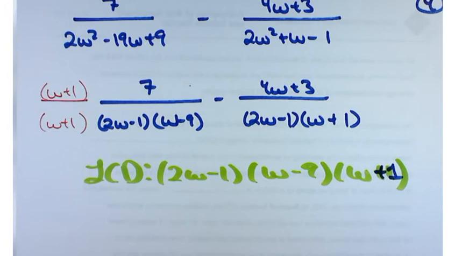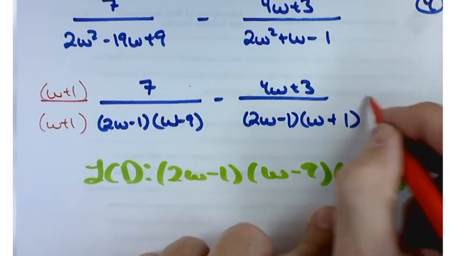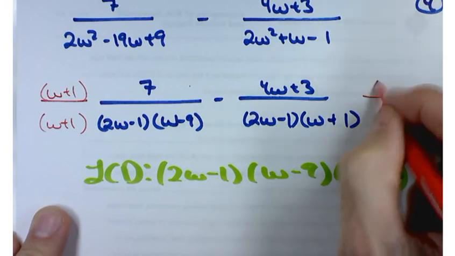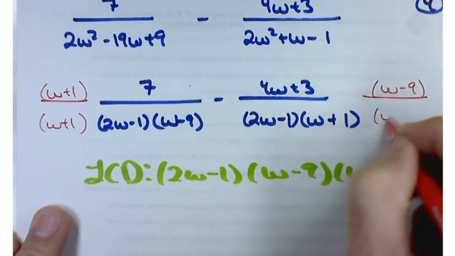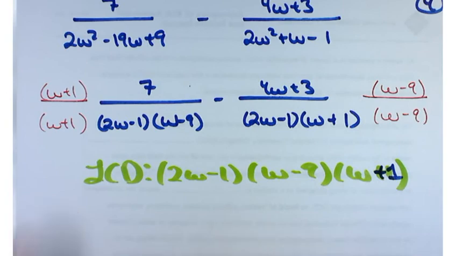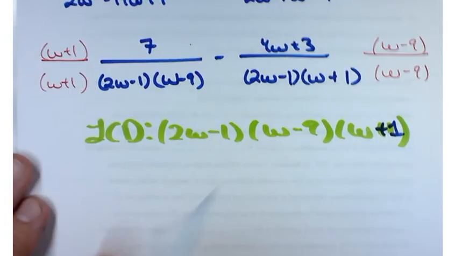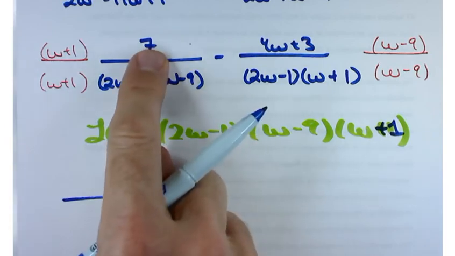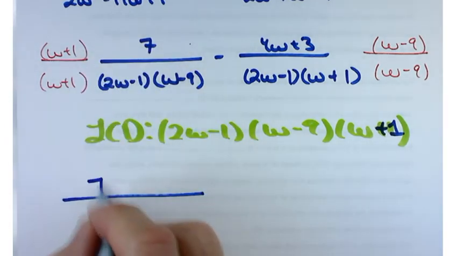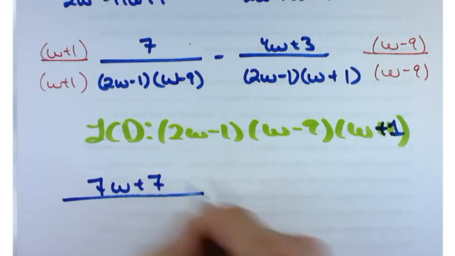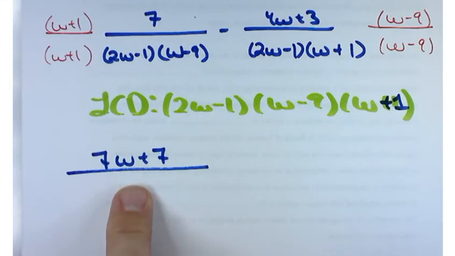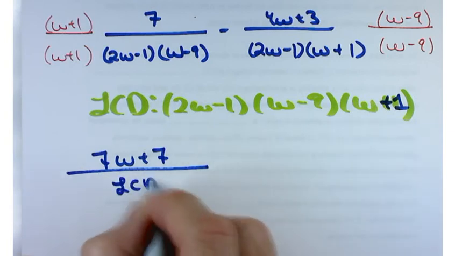Brian, how about this one over here? What's missing from this denominator that's part of our LCD? Good. W minus 9. W minus 9. So let's come down to here. I'm going to distribute that 7 and get 7w plus 7. What's in the denominator? Anyone? Ah, well done. The LCD. Let's save ourselves some writing, right?